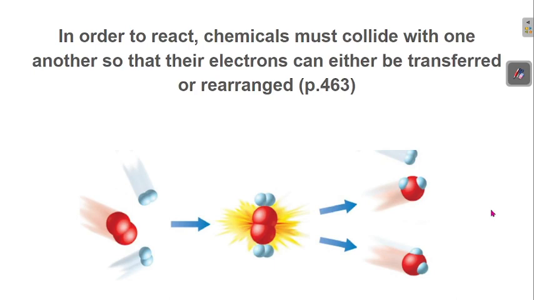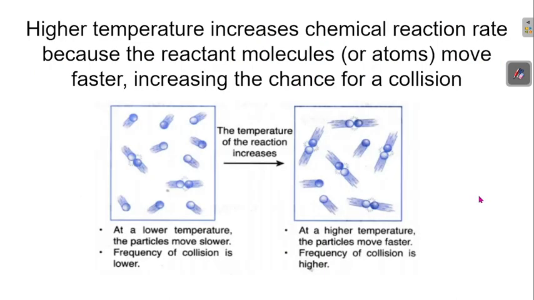And for that to happen, those atoms need to be close together. They need to collide. That's the first step. They need to come in contact for those electrons to move. We can increase collision between atoms and molecules if we increase the temperature. So higher temperature increases chemical reaction rates because the reactant molecules or atoms move faster, increasing the chances for collisions between them.